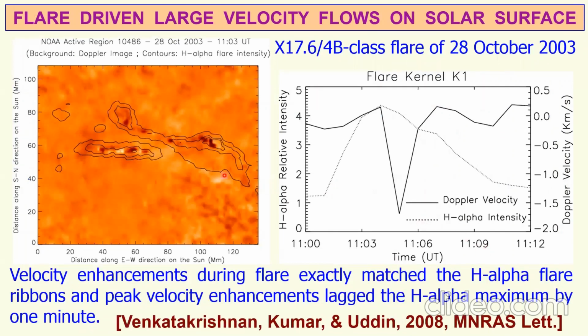Apart from the sun-quakes, here is another example of flare-driven large velocity flows on the solar surface, which was seen during the X17.64b class flare, which happened on 28 October 2003. This was a major flare which happened in solar cycle 23.